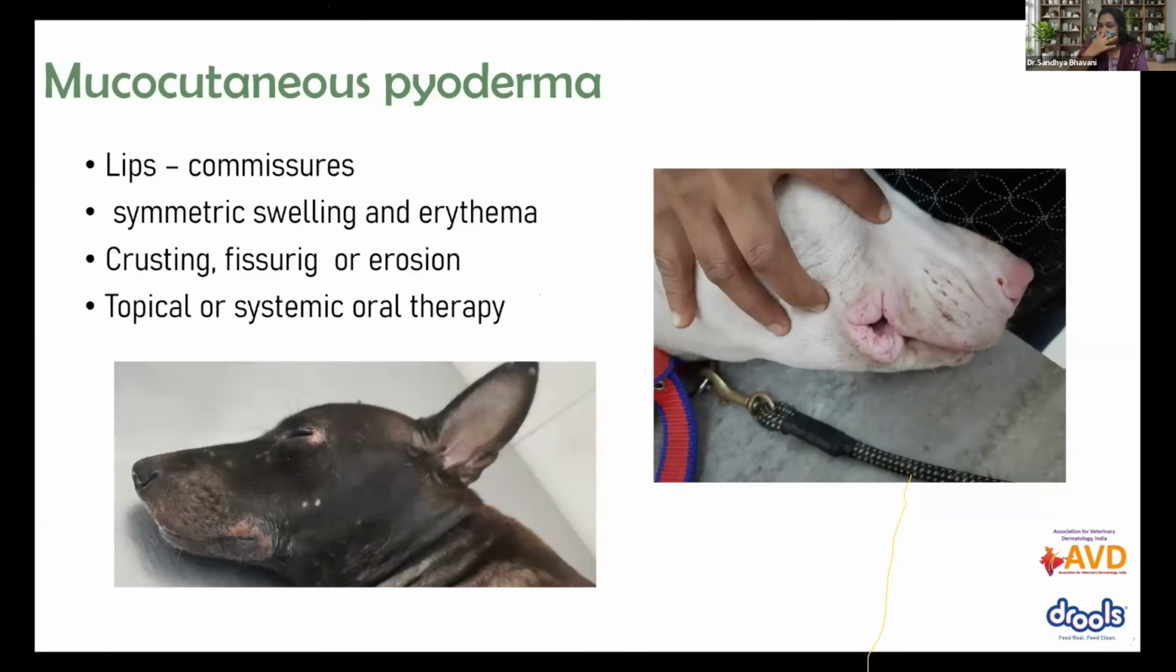In an advanced stage, it can occur throughout, like the vulval area, pads, or your foot pads also can be affected. Initially it will be a spot, like pustules, and slowly can go to crusting, fissuring, and erosions. Erosion is mainly because of the itching. So I can go for topical or systemic oral therapy.